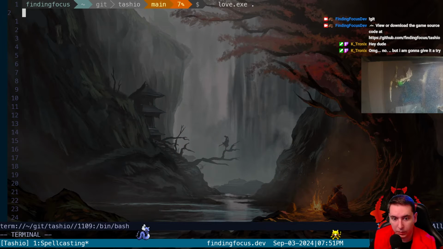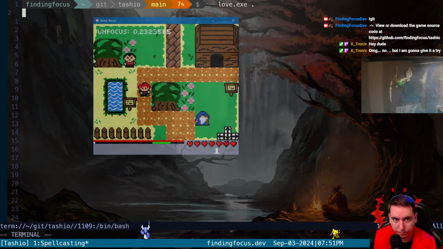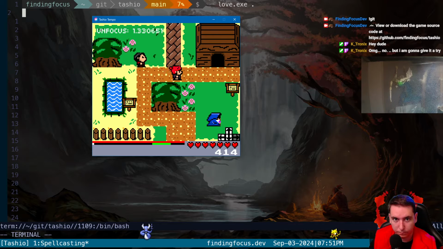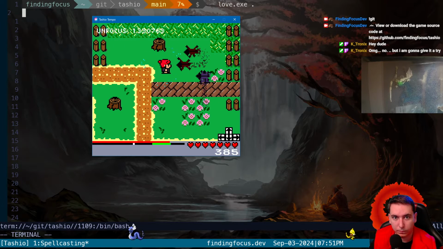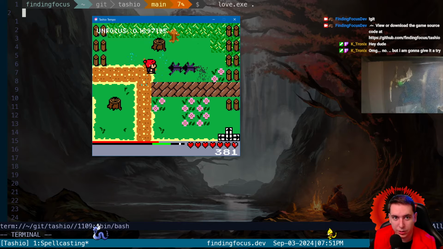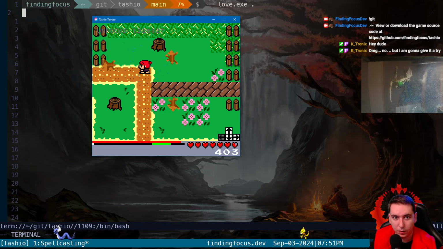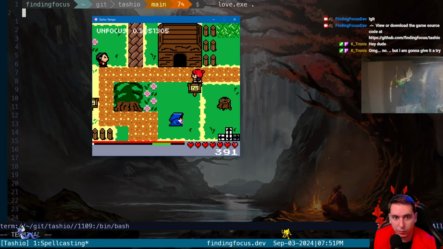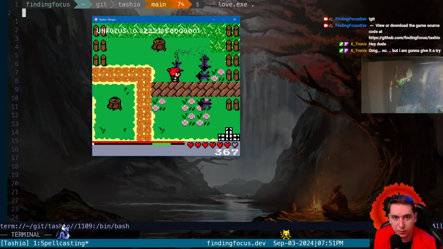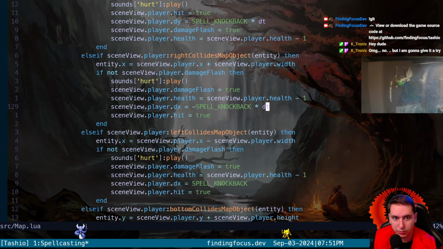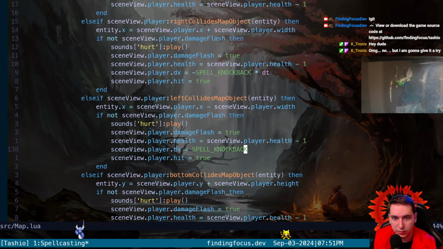Okay, let's try. Gosh, I don't even see the knockback working. Let's see if we get hit. We need to up our knockback value a bit more, I guess. Wow, it just really doesn't do anything.